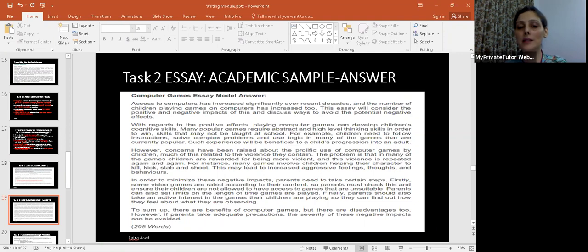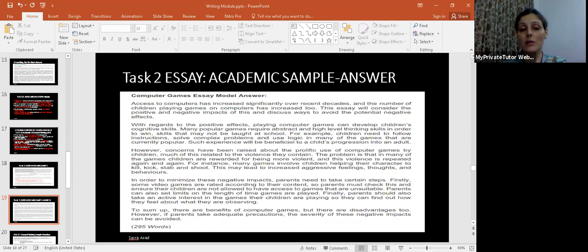Access to computers has increased significantly over recent decades, and the number of children playing games on computers has increased too. This essay will consider the positive and negative impacts of this and discuss ways to avoid the potential negative effects. Overview, I have given the overview. Now, with regards to the positive effects, I have just decided: positive, then negative effects, then the conclusion, the opinion, for the negative impacts.